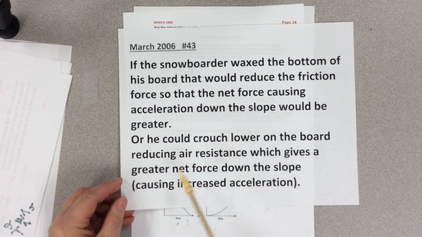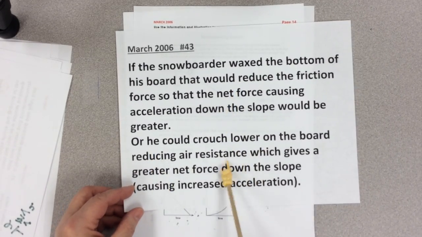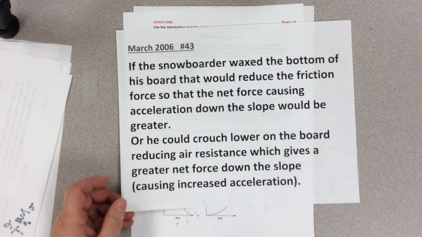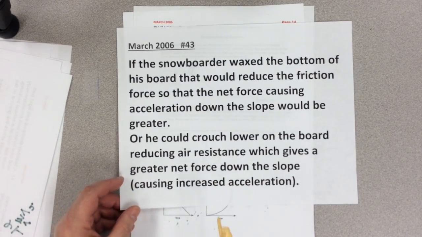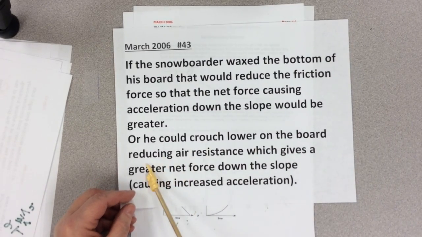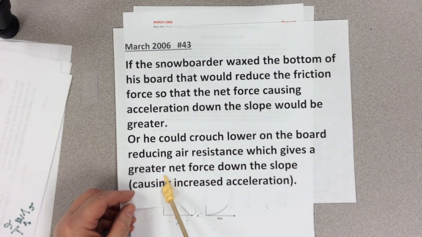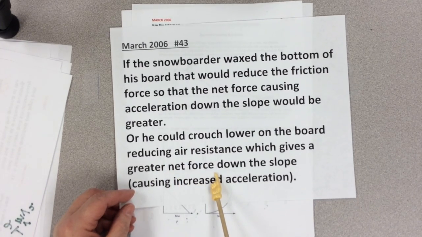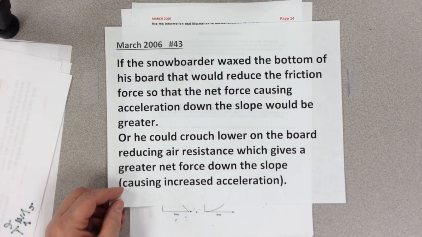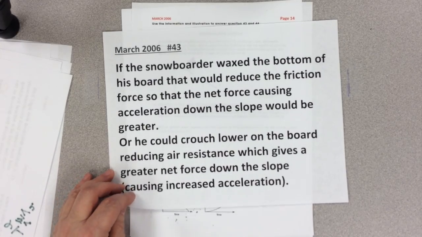Another possibility is if he could crouch down lower. You've seen that maybe if you've watched any of those skiing competitions for speed on television. The lower the skier, they get a boost of energy because there's less air resistance on their bodies. So if he crouched down a little lower, he would reduce air resistance, which might give him a little bit better acceleration, because the net force would be greater without air resistance than with air resistance. So those are two ideas I came up with for the snowboarder to try to increase his speed.